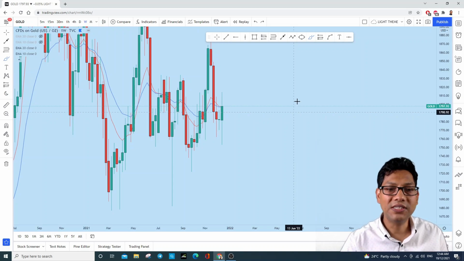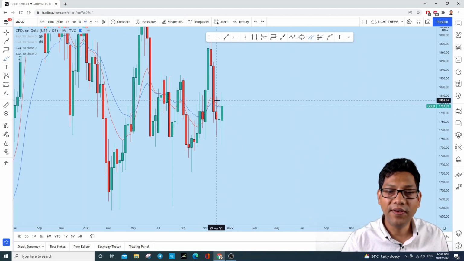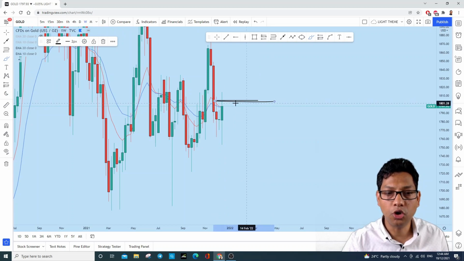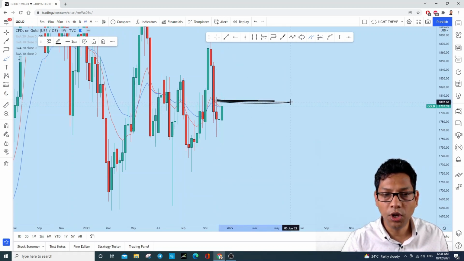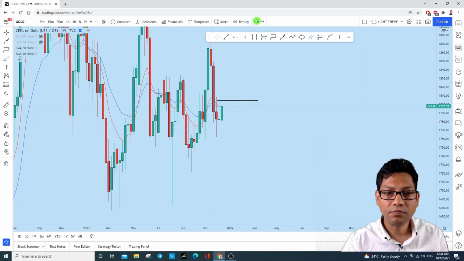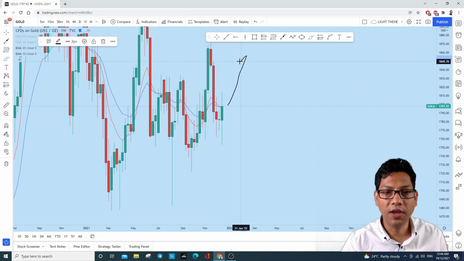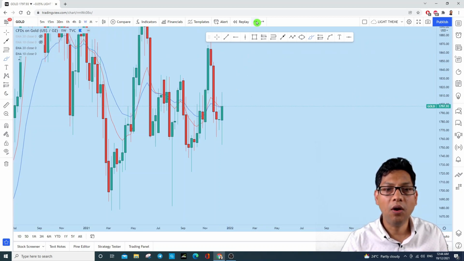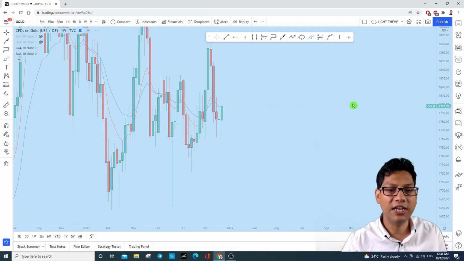After this kind of doji, it is a 50-50 chance that gold will drop from here after the around 50% of the weekly candle and then drop, or we might see a move from here to the upside. So how will we be approaching? Let's see on the daily time frame.